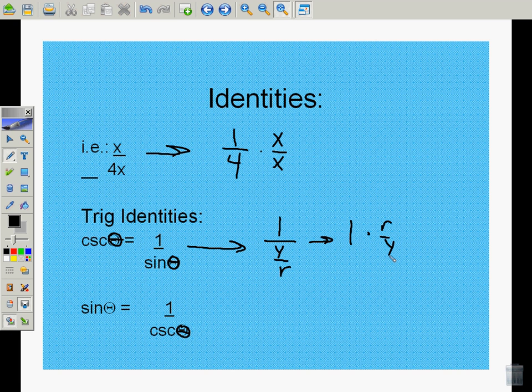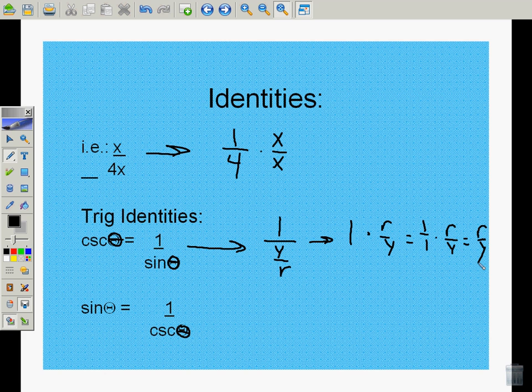Well, look at what that means. That's 1 over 1 times r over y. Well, that's really just equal to r over y. And if you look at your list of trig identities, isn't cosecant really just r over y? And so this is an identity that we can use now. We don't have to go through all of it. We can just say that that is basically the same thing. Okay? So this is r over y.